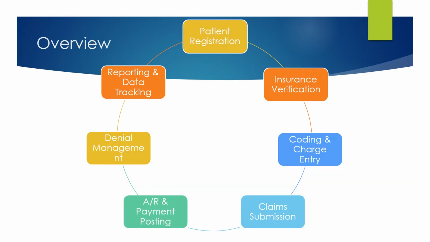So let's go to the first slide. For practices to ensure that their claims are paid, they must fully, truly understand the different components of the claims management process. So we're going to walk through those steps today, which start with patient registration, go through insurance verification, coding and charge entry, claim submission, AR payment and posting, denials management, as well as then reporting and data tracking. Each of these steps I'll kind of briefly touch on.